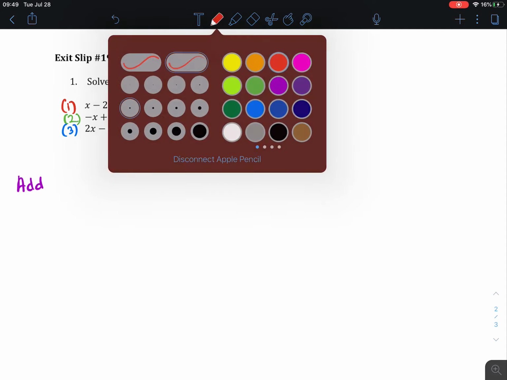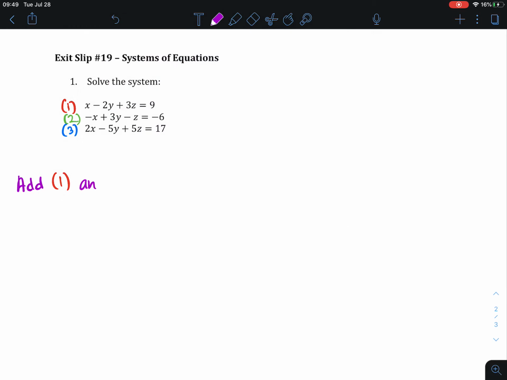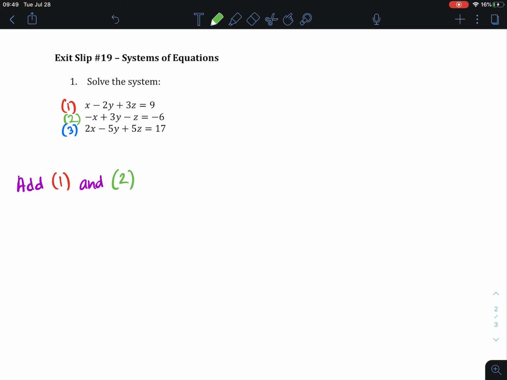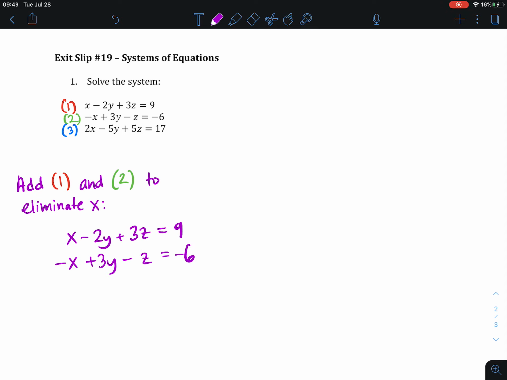Let's show adding equations 1 and 2 for our first step here. Add 1 and 2, and just so we don't forget our goal here, our goal is to eliminate x. And then we'll make sure we eliminate x another way in a moment. So carry down equation 1 as is, no changes needed. Carry down equation 2 as is, no changes. And let's go ahead and add those 2 up.